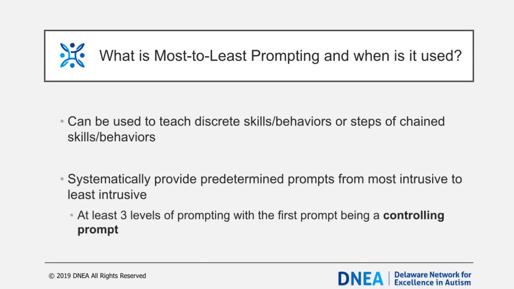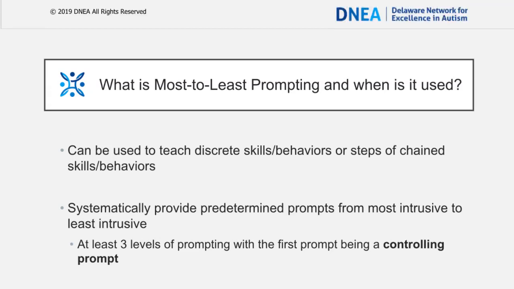Most to least prompting can be used to teach both discrete or chained skills. When using most to least prompting, 3 levels of prompts are selected from the prompting hierarchy and sequenced from most to least intrusive. The first prompt is called a controlling prompt. A controlling prompt is guaranteed to elicit a correct response. Over time, prompts are systematically faded as the individual becomes more and more independent at performing the skill until the individual is able to perform the skill independently.